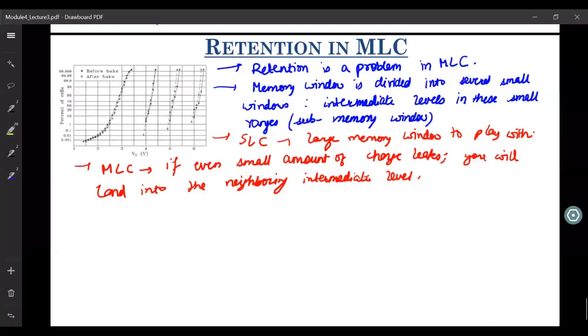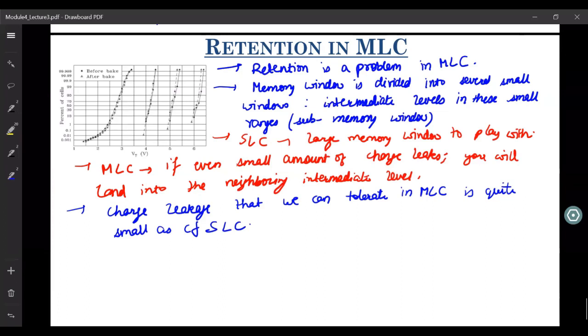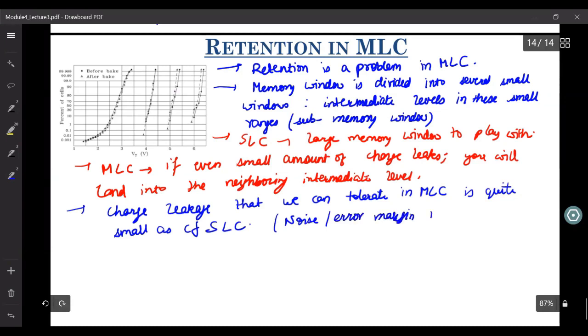So what this simply implies is the charge leakage that we can tolerate in MLC is quite small as compared to your SLC. So this is the same case as was with SRAM and all. Your noise margin, noise or error margin is small. Okay.